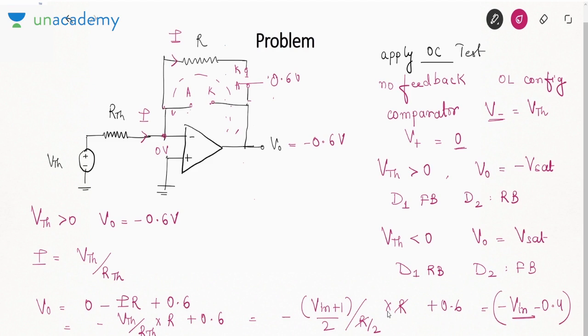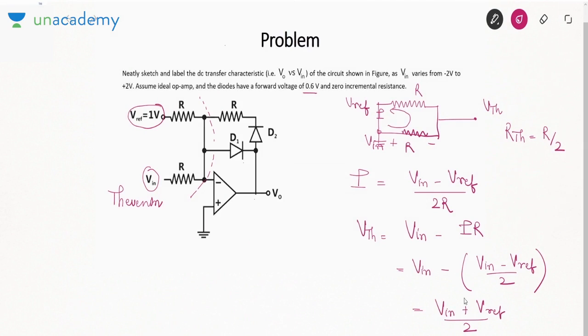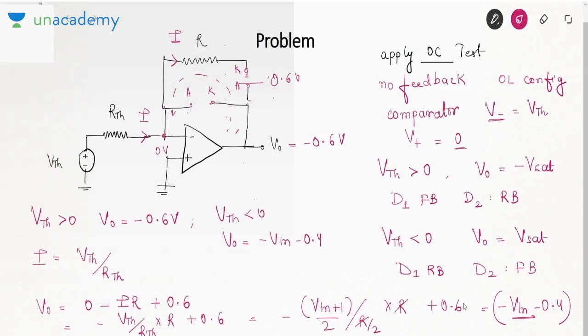Okay. So that is how you can apply the concept that when VTH is less than 0, V0 is minus Vin minus 0.4. Now we have obtained both the values. Just let me check the value of VTH. VTH was Vin plus V reference by 2. V reference was 1. So Vin plus 1 by 2. That is what I have substituted here.